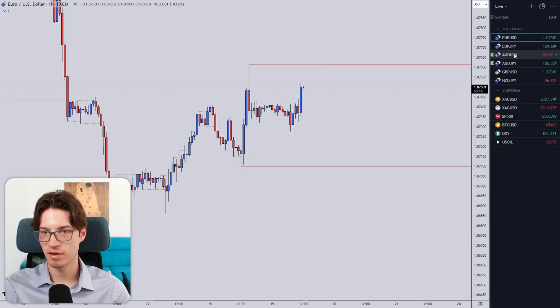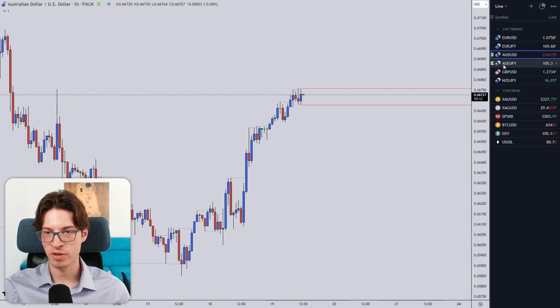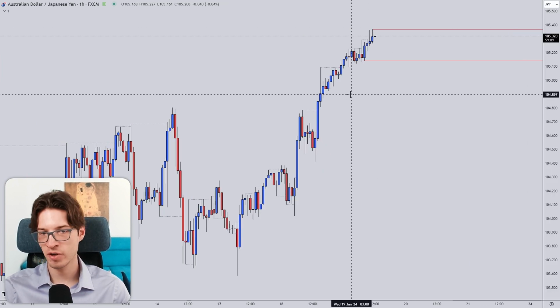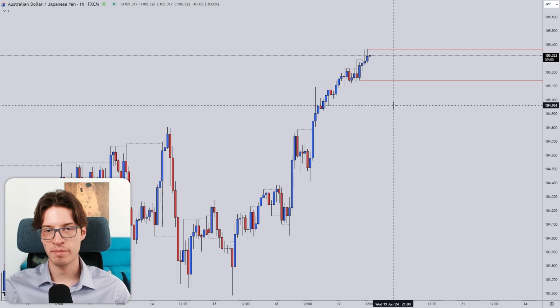On my watch list, Aussie US dollar, ascending channel, looking for a reversal. Aussie JPY, very clean, definitely looking for a reversal setup. That is my game plan for this week.